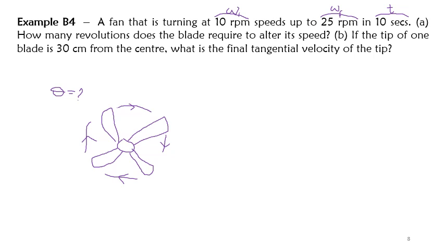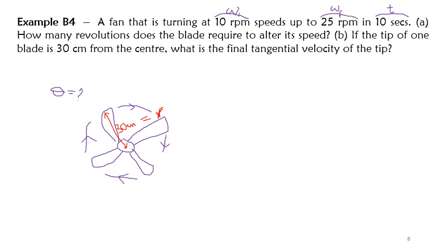If the tip of one blade is 30 centimeters from the center, that means for the tip of the blade moving along the curved, circular part, the radius of that circular part is 30 centimeters. So that 30 centimeters is the radius of the circular part, R.